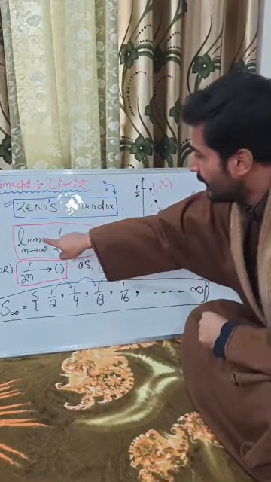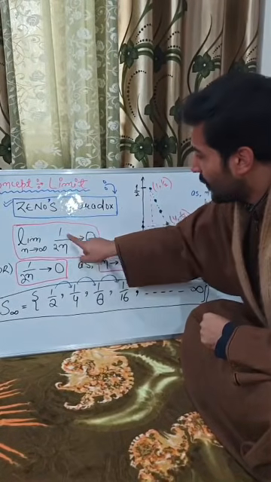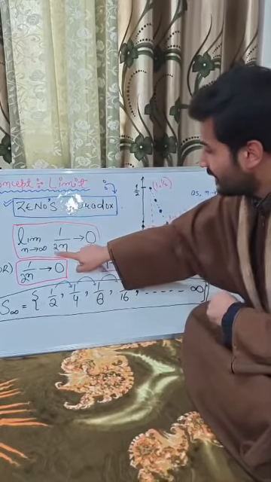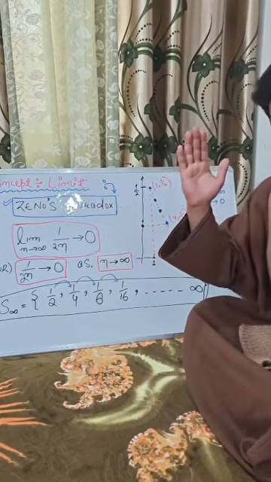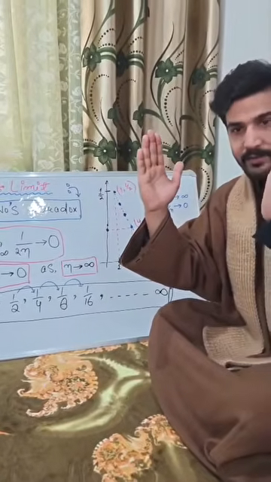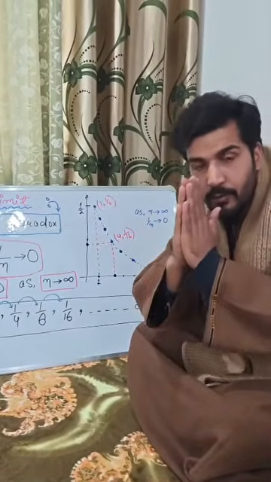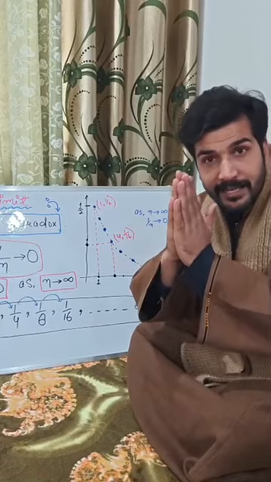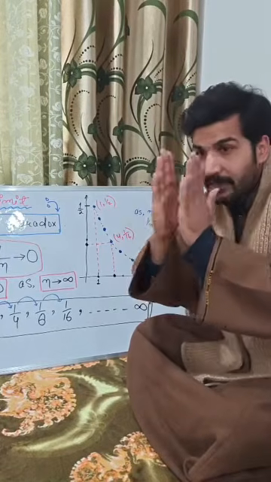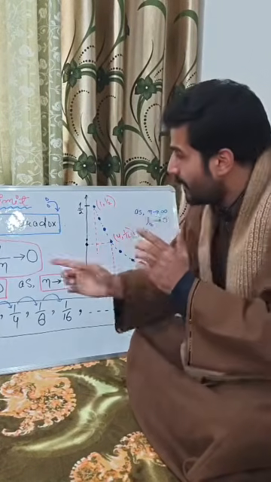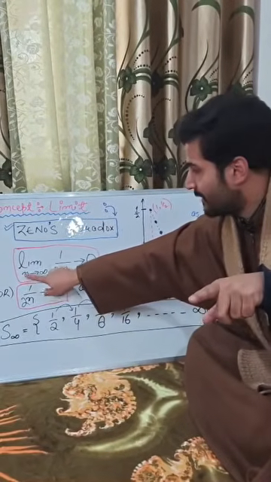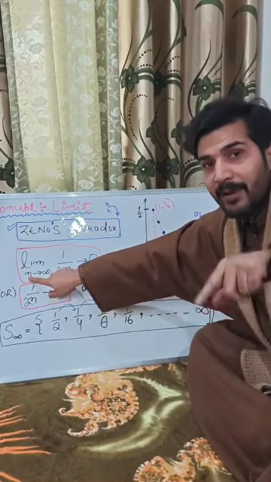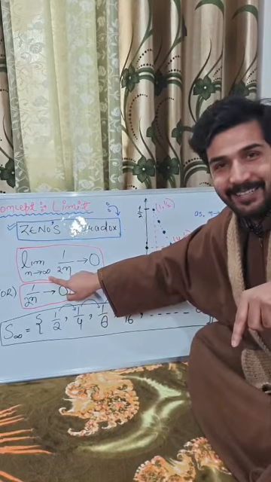So what is this now? Limit of the sequence 1 divided by 2^n approaches 0. It means that the distance from person A to the wall will become 0. Just try to understand this thing. That will become 0. When will it become 0? Whenever n, the number of steps, approaches infinity.